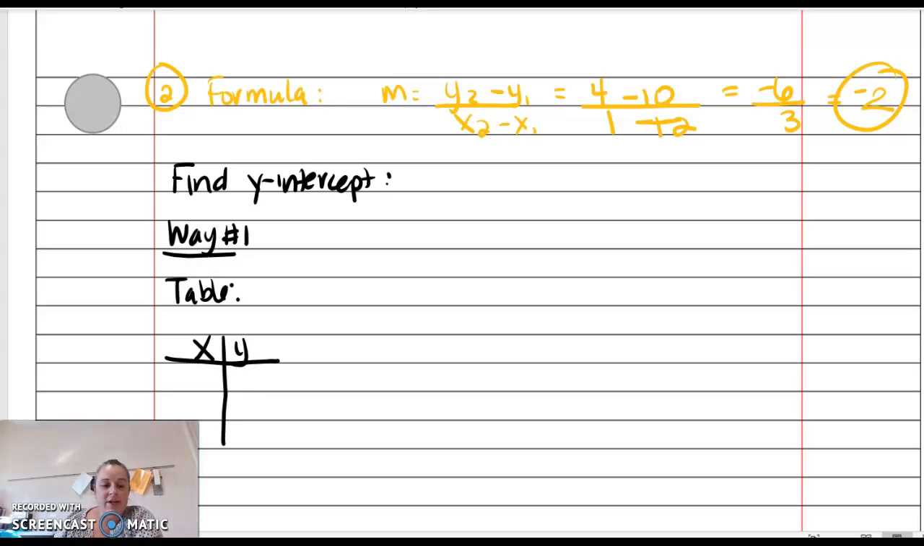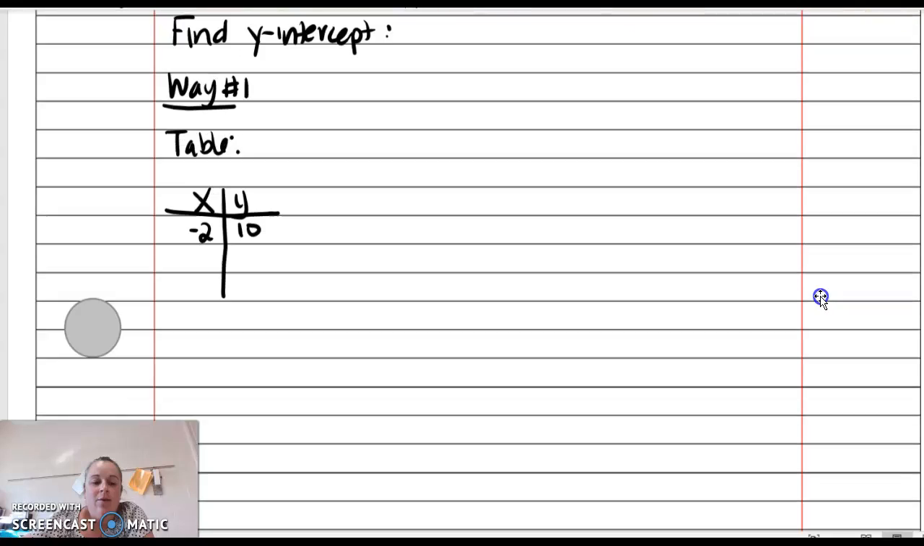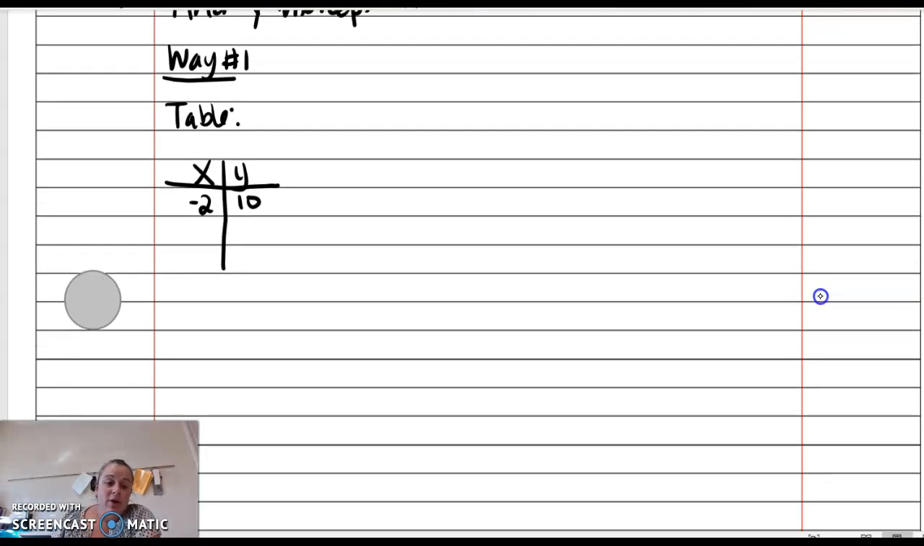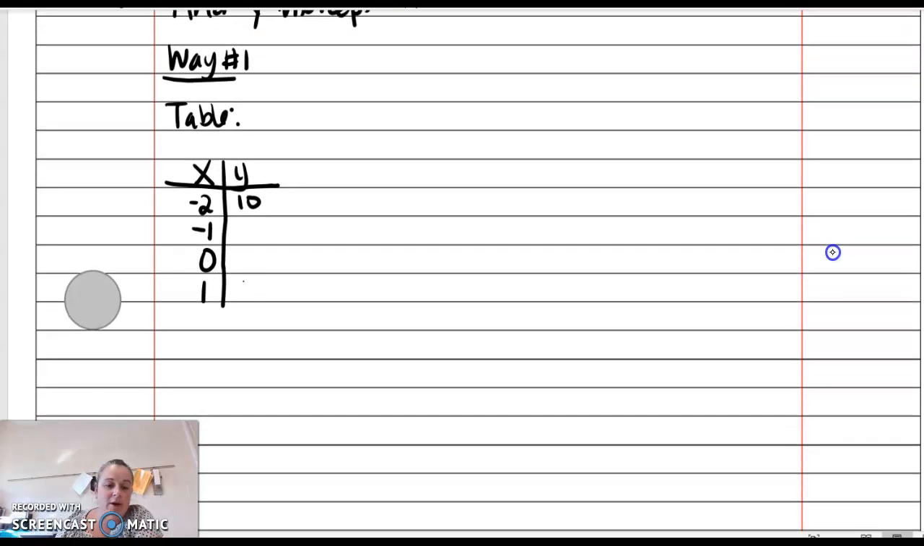So that first point was at -2, 10, if I remember right. Let's see. Yep, -2, 10, and then 1, 4. So we have to go all the way up to 1 in the x. So we have -2, -1, 0, 1. And then at 1, we knew it was 4. So I'm going to put a 4 in here.